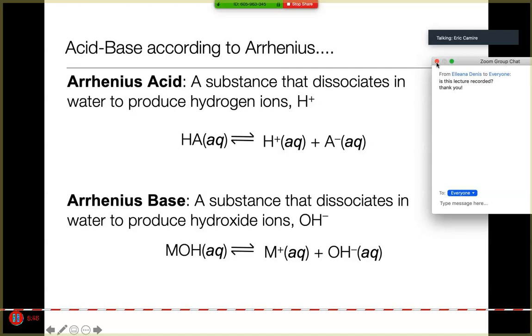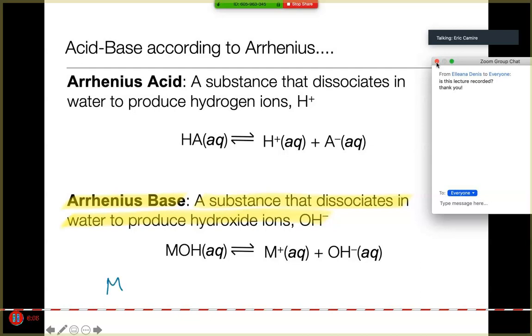So let's go on to Arrhenius bases then. An Arrhenius base is going to be a similar definition. It's any substance that, when added to water and dissociates, produces hydroxide, or OH-. And we've seen that before. What we haven't really seen is the nomenclature I've used down at the bottom.